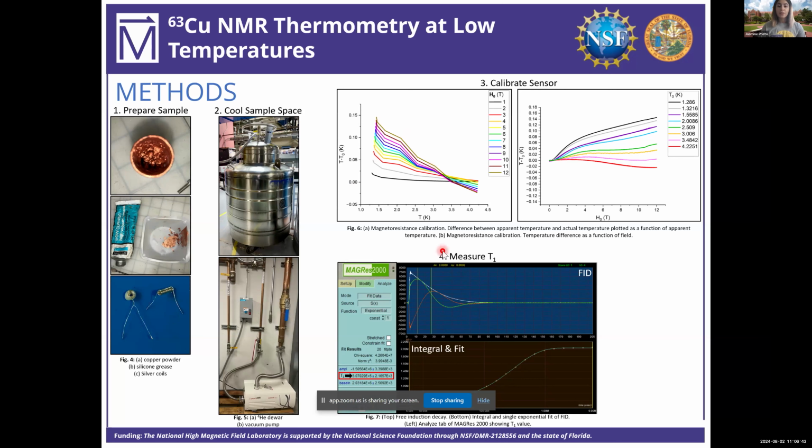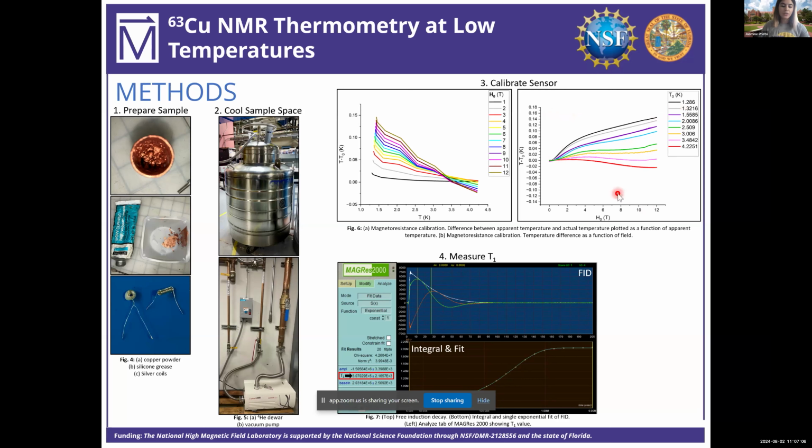So over here we have two graphs of the calibration that I made on Origin, and we could see, for instance, that at 12 Tesla and for an actual temperature of 1.2 Kelvin, the apparent or measured temperature has more than 10% difference from the actual temperature. So its effects are stronger at higher fields and lower temperatures.